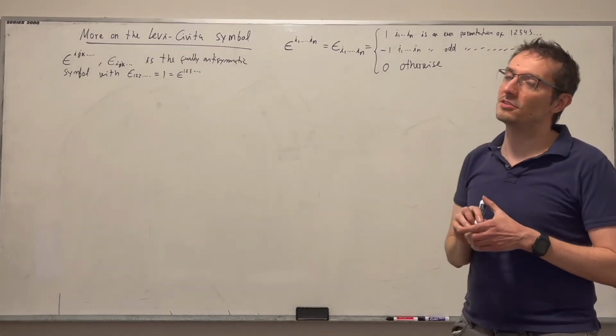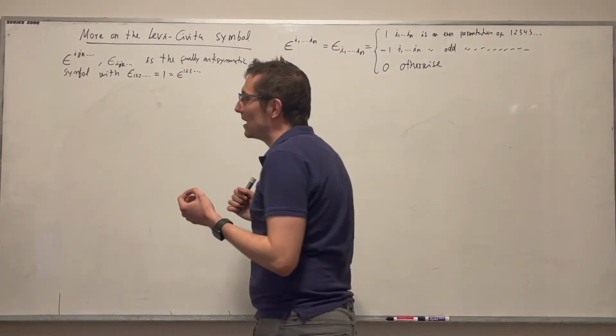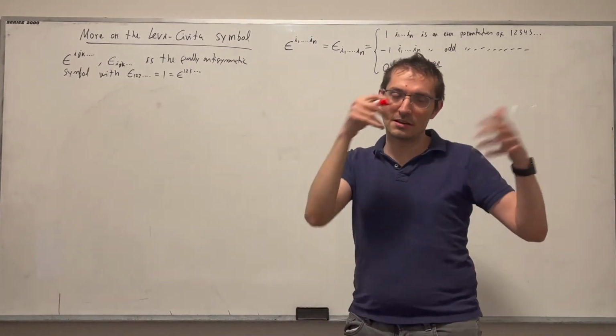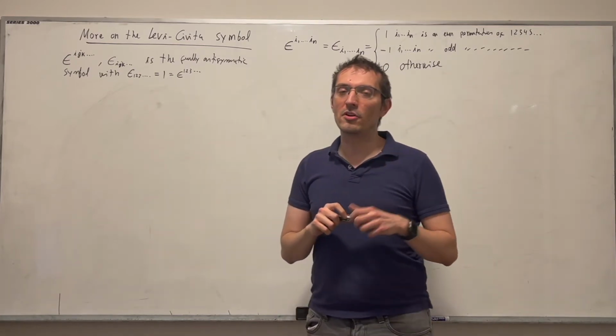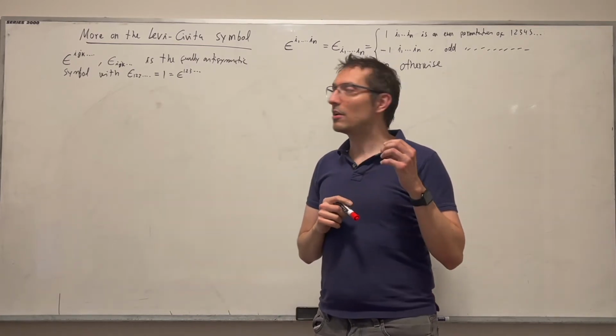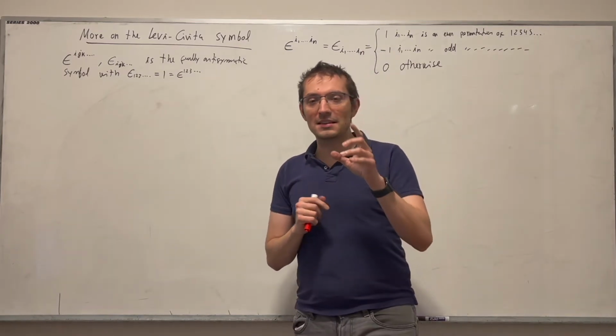Basically, there are repetitions in the value of the indices. Now, we also saw a way to check if a permutation is even or odd using a little graph theory trick. Now we're going to learn a little bit more about it. For example, we're going to learn some identities about it, and we're going to learn how to use it for determinants.